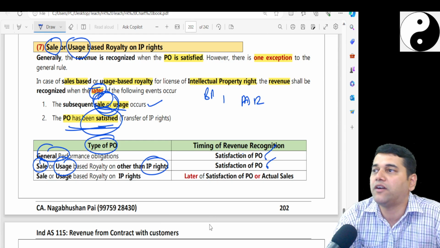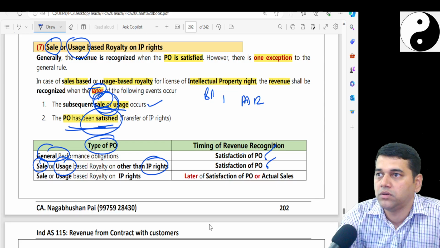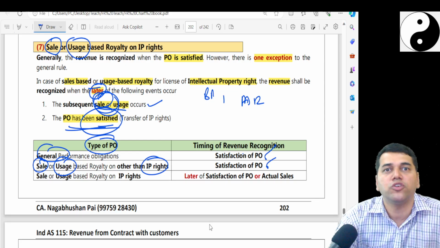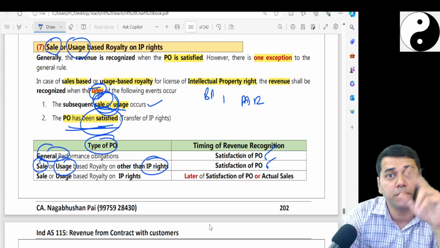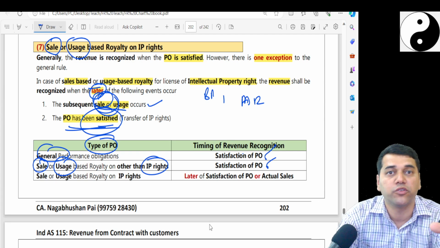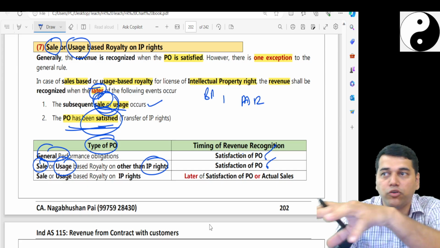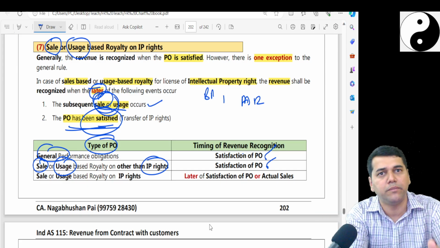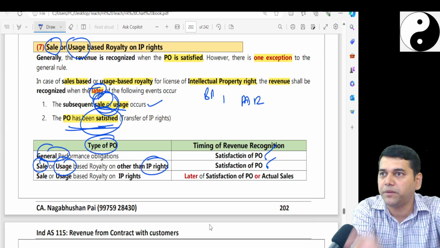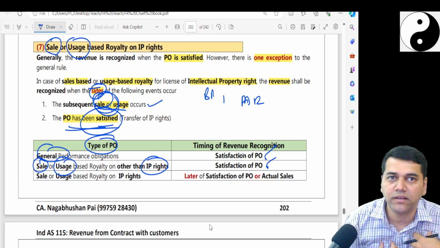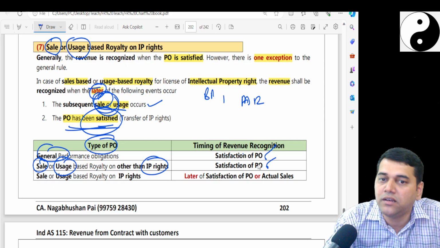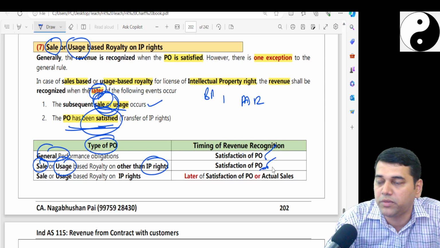Like for example, I have sold one machine to you, and I have told you to give me based on your sale. You remember the first question, Mr. P sold one machine to one food processing industry. There was no fixed entire amount. So I could have entered into a contract where I sell the machine and say, how much sale you make, 50% of that you give me. I could have done that. In that case also, I will recognize the revenue when the performance obligation is satisfied.